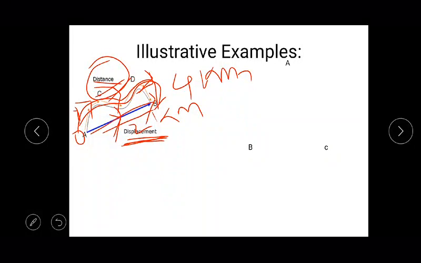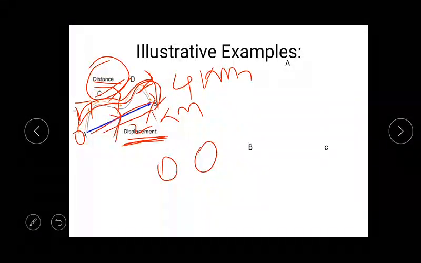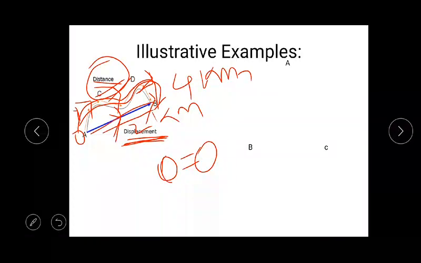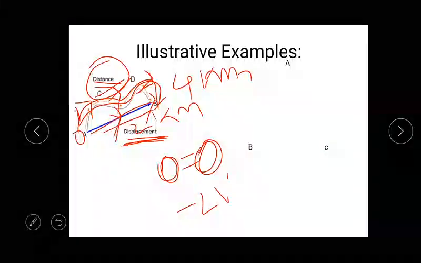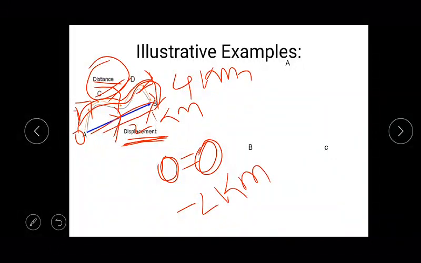Both distance and displacement could be equal to 0 when there is no movement. When an object is at rest, the distance and displacement both are equal to 0. Displacement can become negative, negative 2 kilometer, but distance will always remain positive and will never be less than displacement.